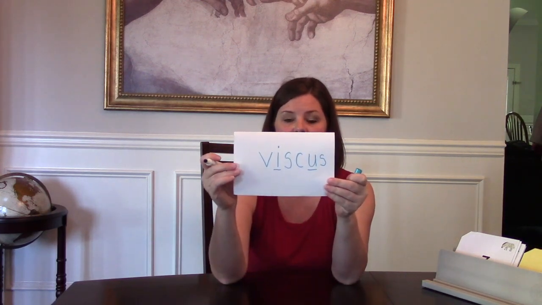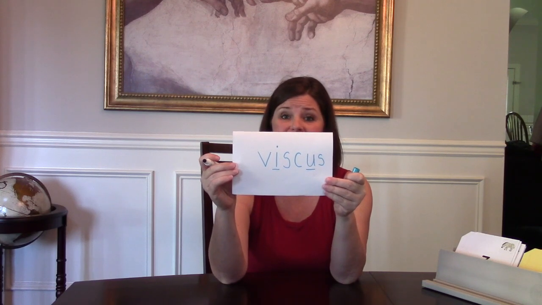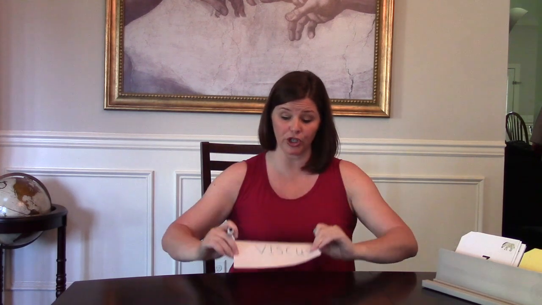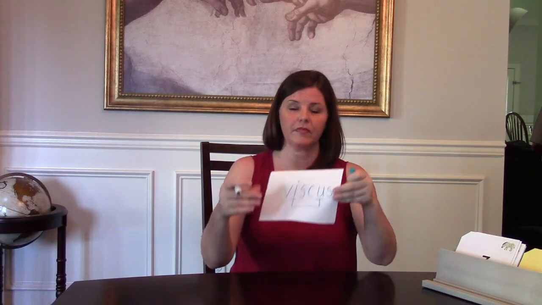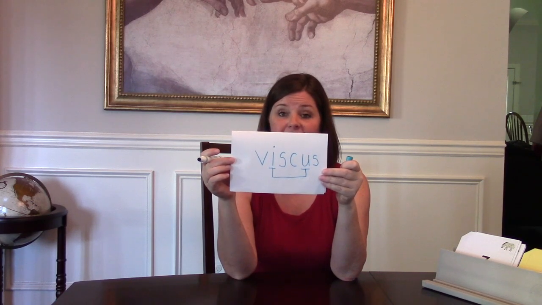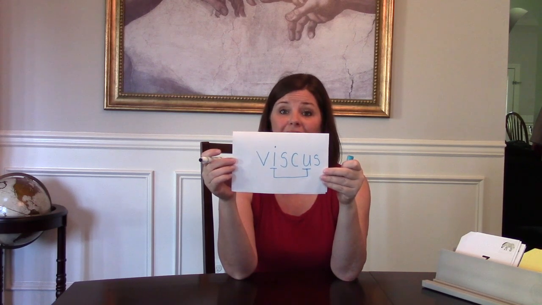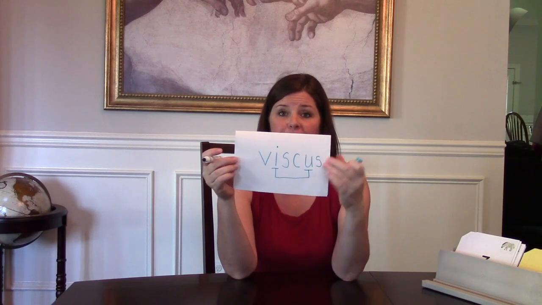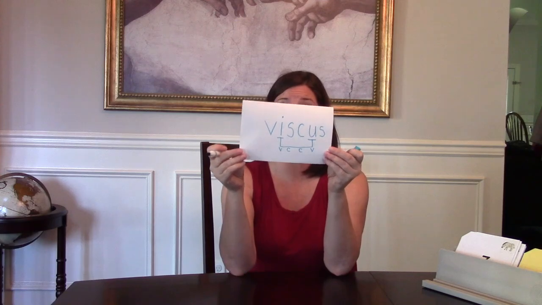So this is how we should have it right now. Now we need to build a bridge from our I to our U. Should look like that. Next, we need to label our letters that are within that bridge. So our I was a vowel. We have a consonant, consonant, and a vowel. So it should look like this.